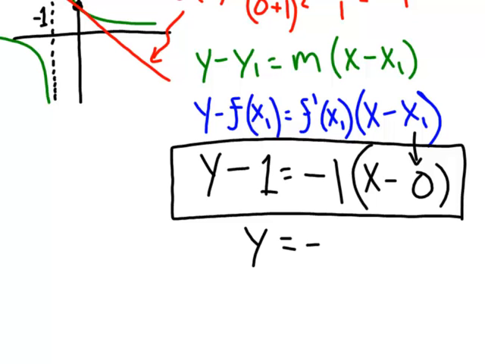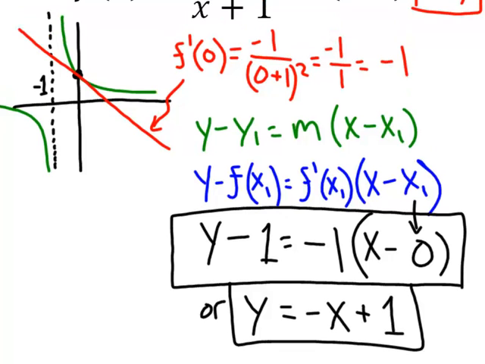That would simplify to -1x, or just -x. And if I move the 1 over, I see it should have a y-intercept of +1. All right, so either of those is valid.